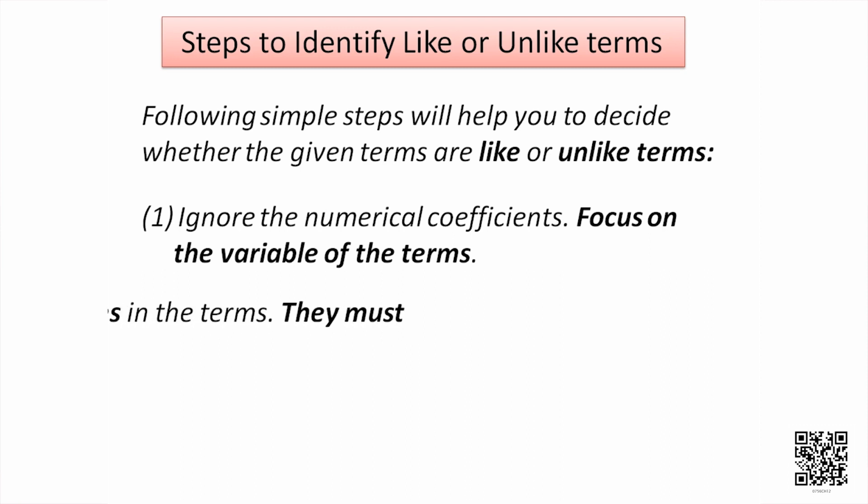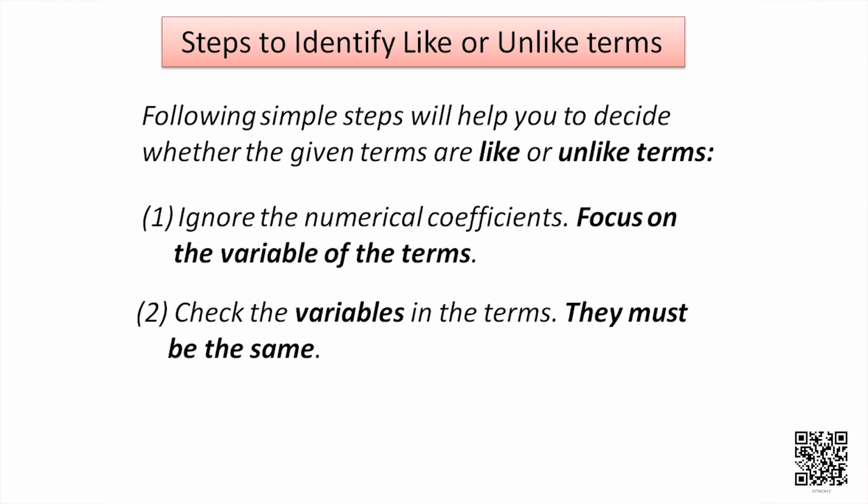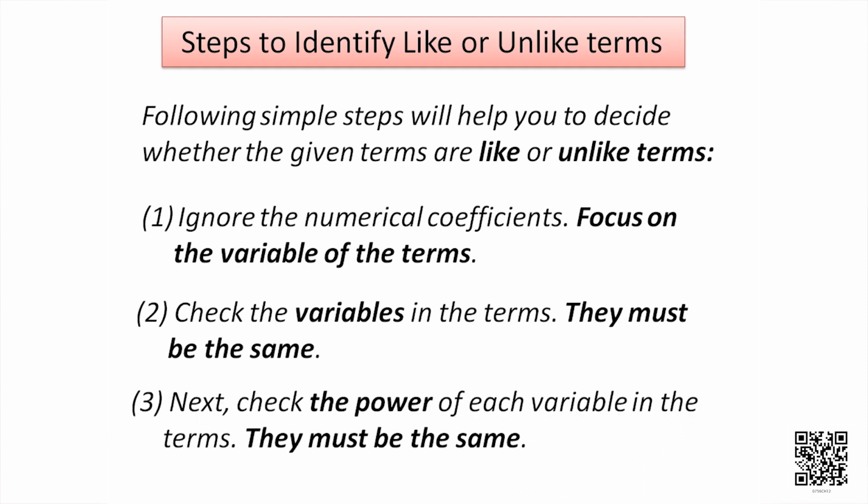Okay. Second, check variable in the terms. They must be the same variables. Next, check the power of each variable in the terms. They must be the same. So if we check all these three steps, we will find our like and unlike terms easily.